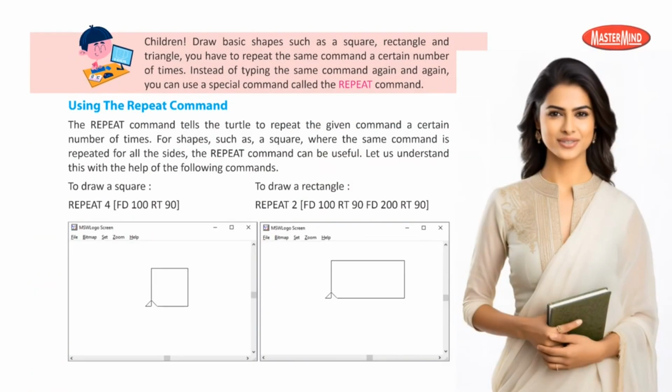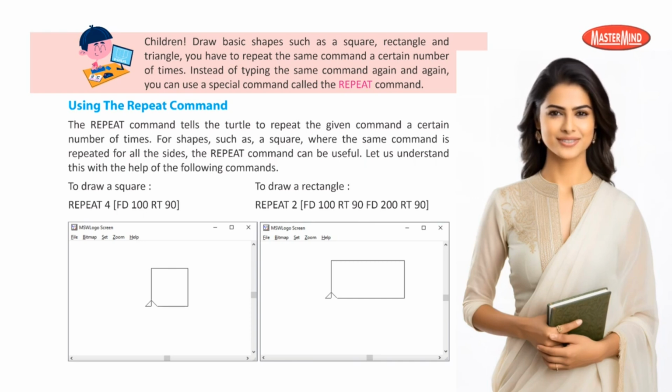Children, draw basic shapes such as a square, rectangle and triangle. You have to repeat the same command a certain number of times. Instead of typing the same command again and again, you can use a special command called the repeat command. Using the repeat command tells the turtle to repeat the given command a certain number of times.